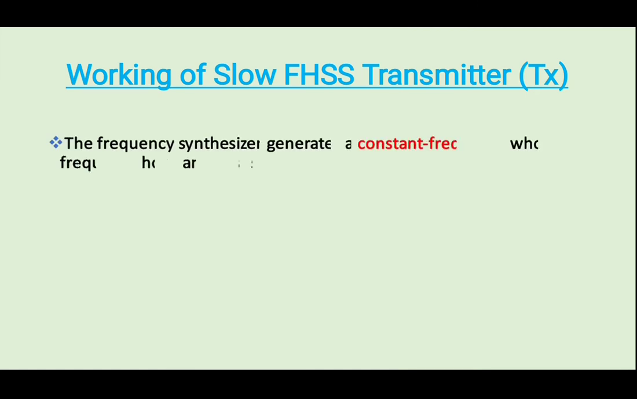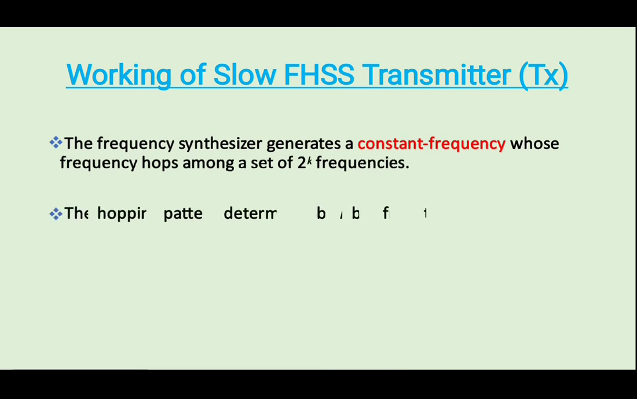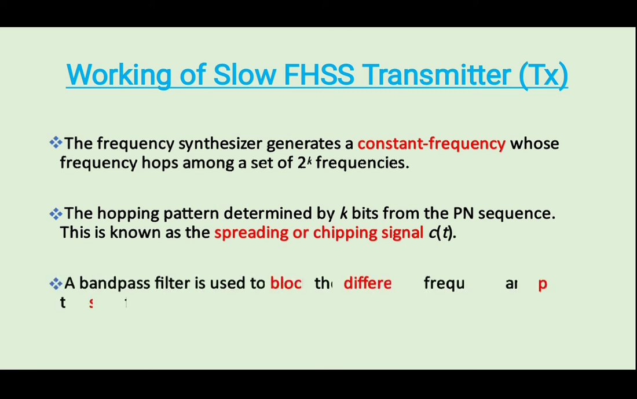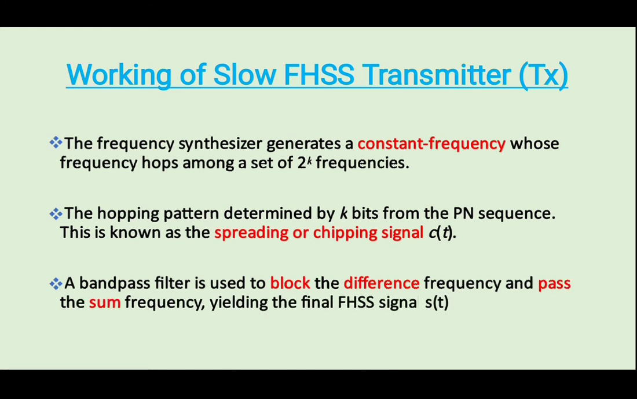The frequency synthesizer generates a constant frequency whose value hops among a set of 2^k frequencies. The hopping pattern is determined by k bits from the PN sequence. This is known as the spreading or chipping signal, c(t). Most importantly, the bandpass filter is used to block the difference frequencies and pass the sum frequencies, which is s(t).